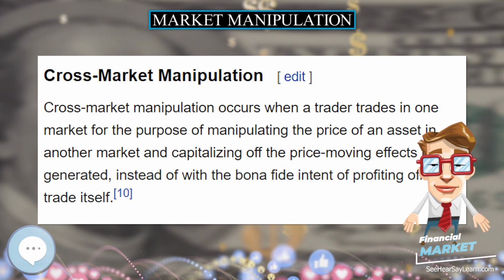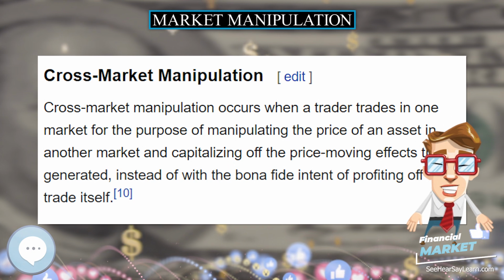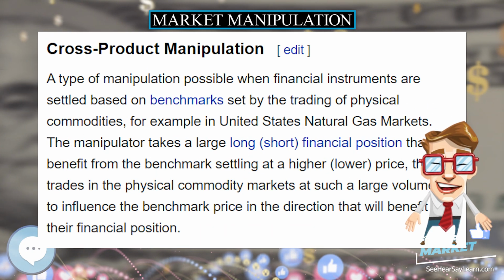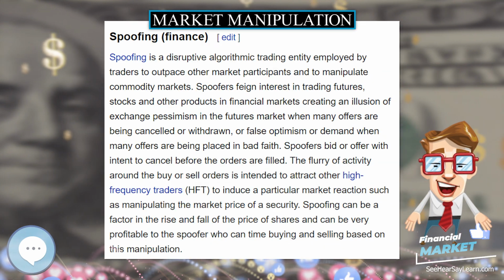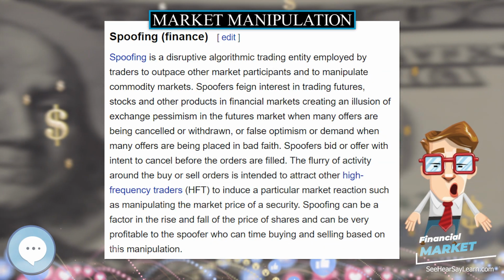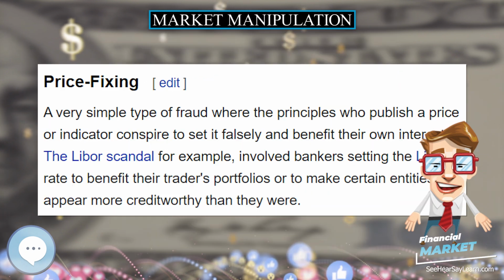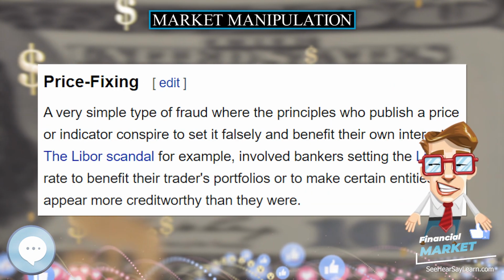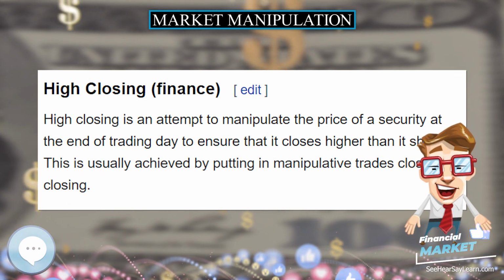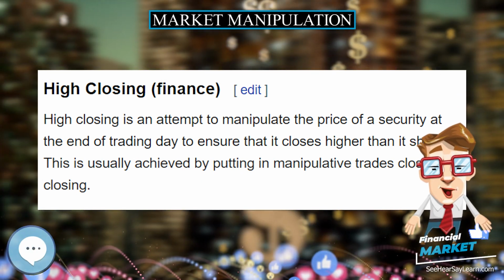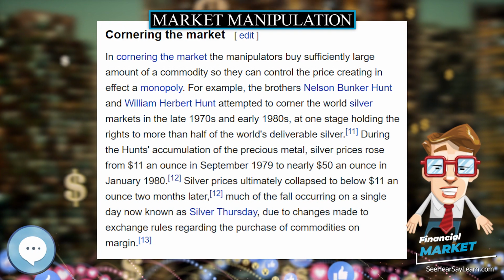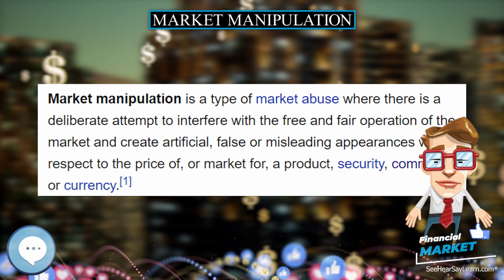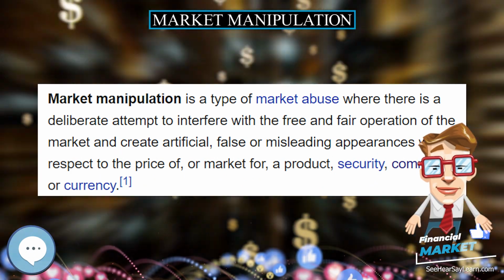Cross-product manipulation. A type of manipulation possible when financial instruments are settled based on benchmarks set by the trading of physical commodities, for example in United States natural gas markets. The manipulator takes a large long or short financial position that will benefit from the benchmark settling at a higher or lower price, then trades in the physical commodity markets at such a large volume as to influence the benchmark price in the direction that will benefit their financial position.